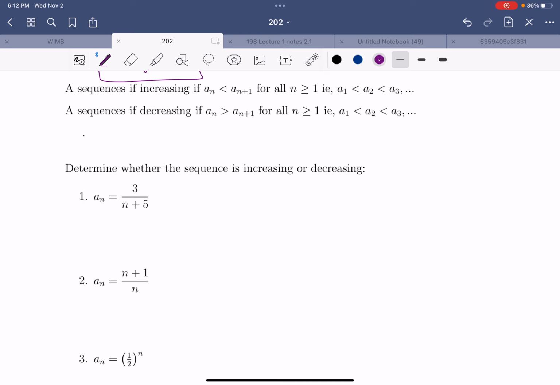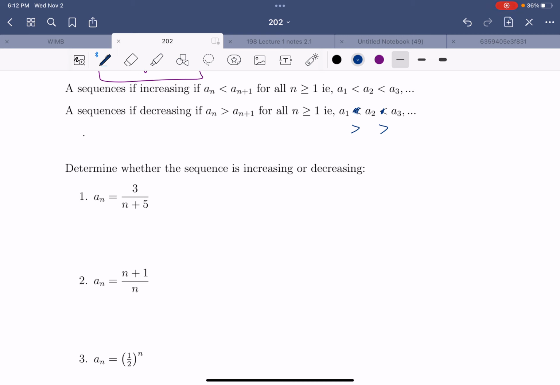A sequence is increasing if your an term is less than the an plus 1th term for all n greater than or equal to 1, right? So you have to have them increasing. And oops, this is wrong. In decreasing, these should be the other way. Right? This one's bigger than that one. So your an is greater than your next term. Okay? And that's how we show something is increasing or decreasing.